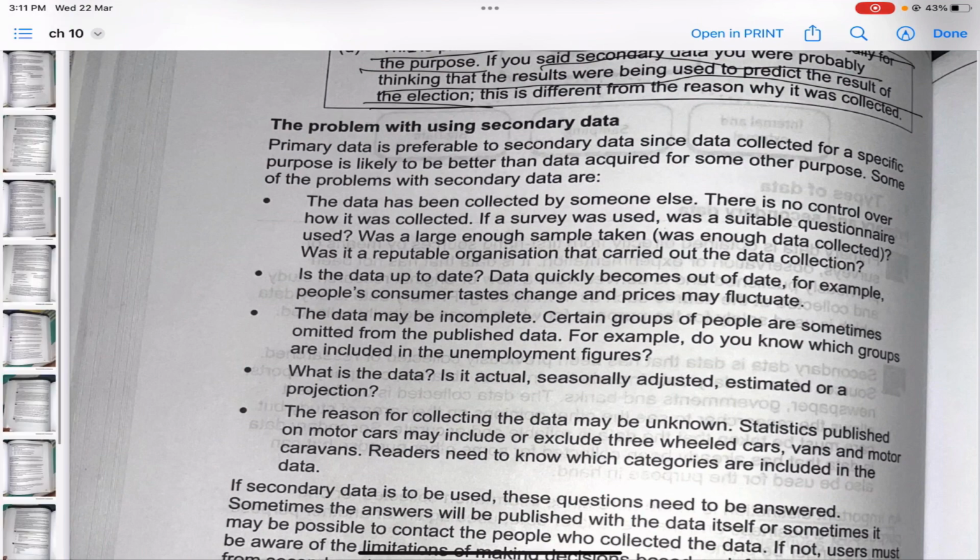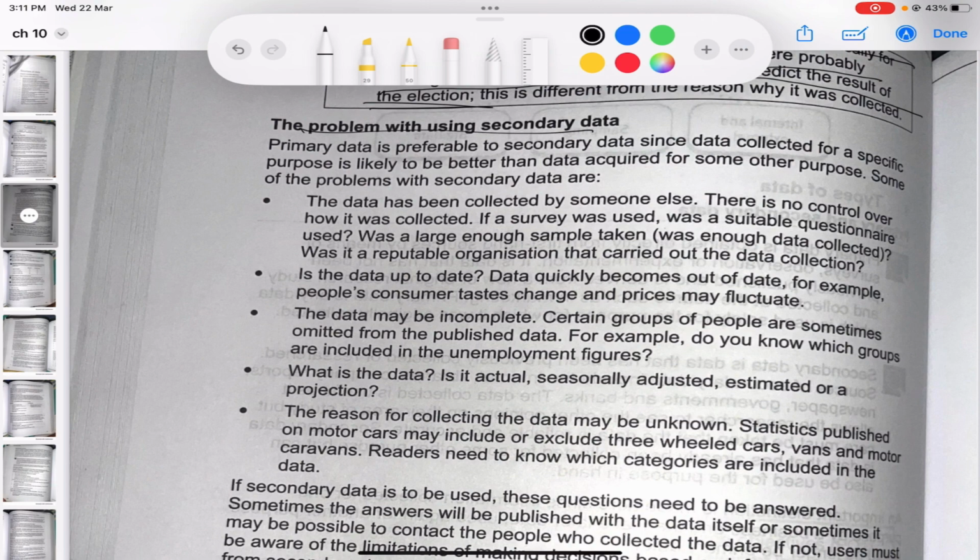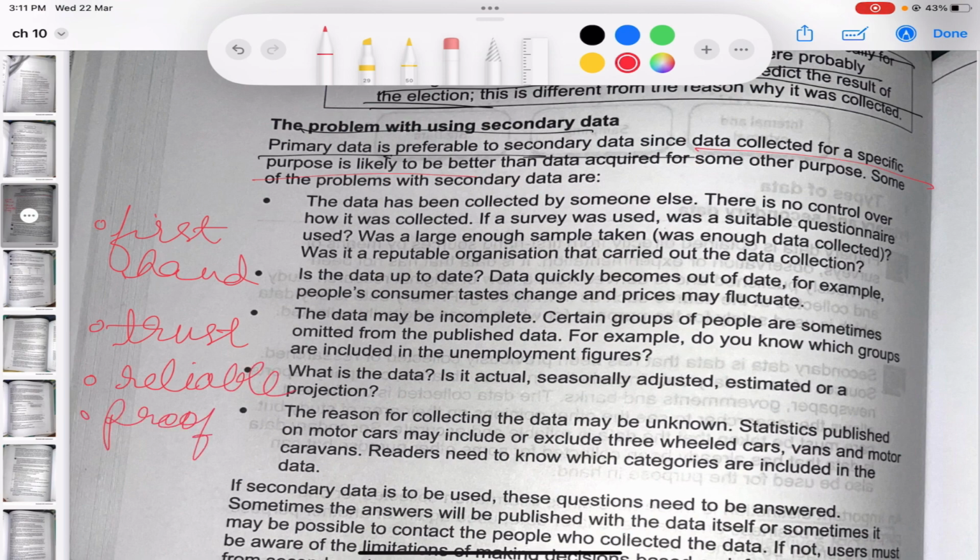Moving on. Now let's see what are the limitations of using the secondary data. What are the problems which occur whenever you use secondary data? So primary data is preferable to secondary data. Why? We have discussed, because it is collected for a specific purpose. Secondly, it is first-hand information. So when you have first-hand information, you can easily trust. So when I say trust, it is reliable in nature, right? Because you have proof that you yourself conducted the research.